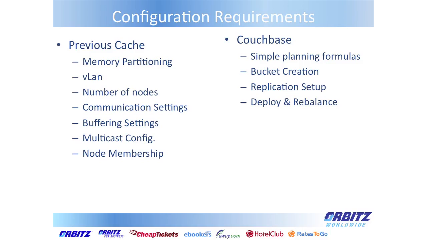What is the number of nodes? What are the communication settings? Do we have to worry about buffering on the network? Do we have to worry about different speeds from different switches throughout the network? The communication settings were probably the biggest problem that we had. And multicast configuration versus unicast was also a big point where we had reconfiguration issues. And then the node membership.